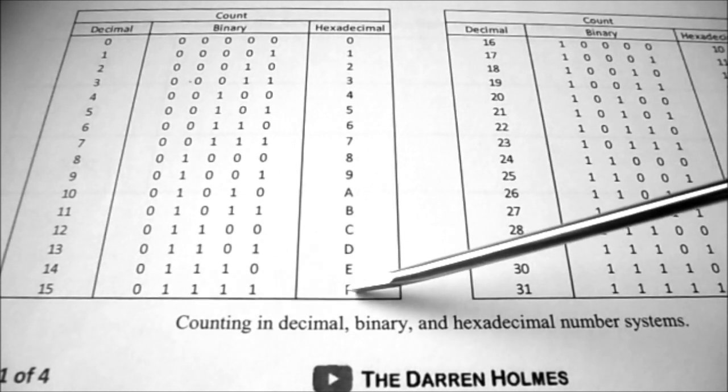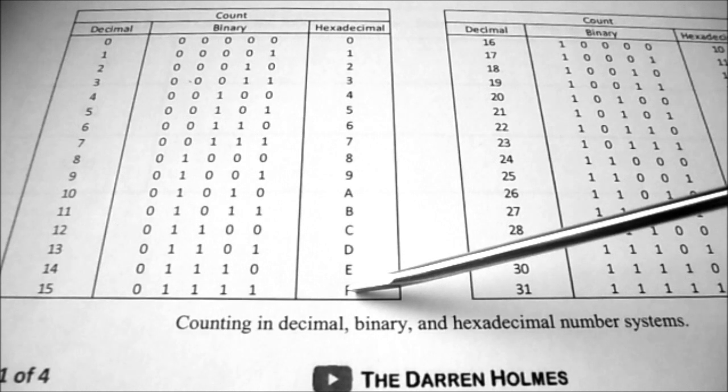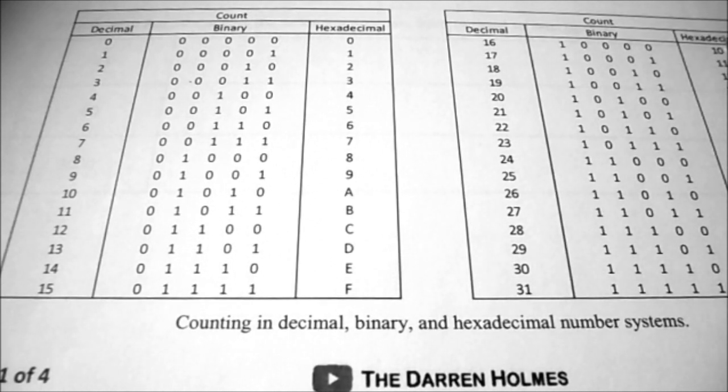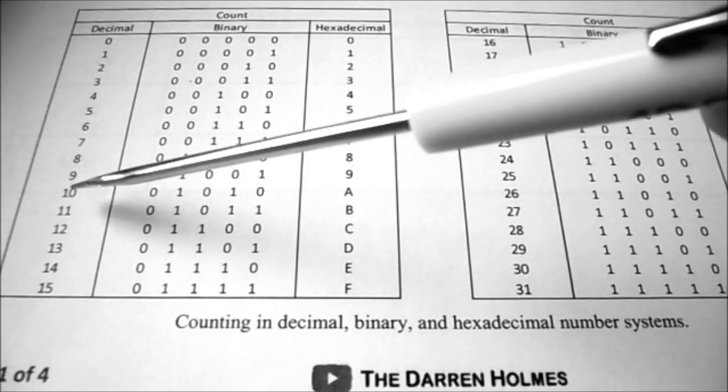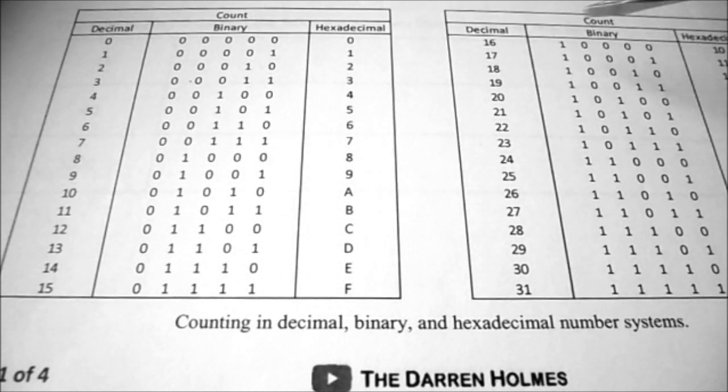So after F, or think of it as adding 1 to F, the next number in the hexadecimal numbering system will be 10. Please make sure that you do not call it ten, because ten is part of the decimal numbering system. In the hexadecimal numbering system, we would say it's one-zero.